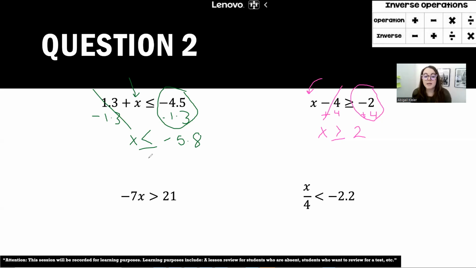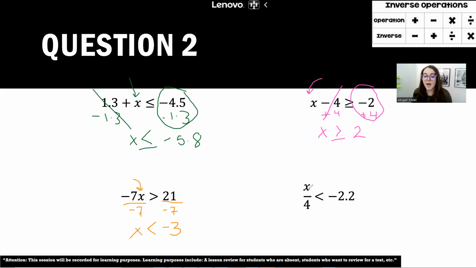My next one, I have negative 7x is greater than 21. So what's the impact on my variable? My variable is being multiplied by negative 7. So I need to divide both sides by negative 7. Now back to that review slide from earlier. In this situation, I am dividing by a negative number. So I do need to flip my sign. 21 divided by negative 7 is negative 3.